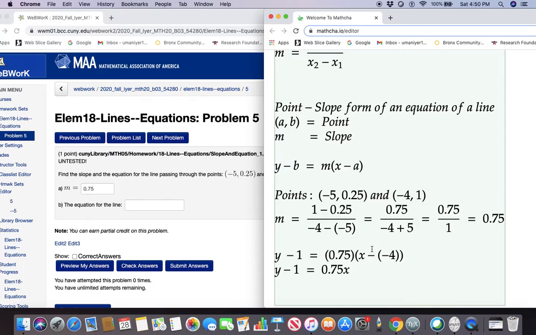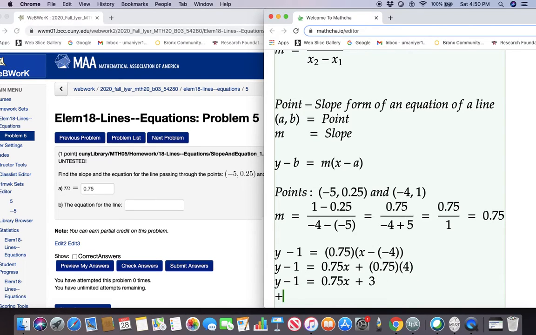0.75x, negative is positive, 0.75 times 4. Okay, so negative times a negative is a positive. All right, so 4 times 0.75 is 3. So y minus 1 equals 0.75x plus 3. You can multiply this and check.